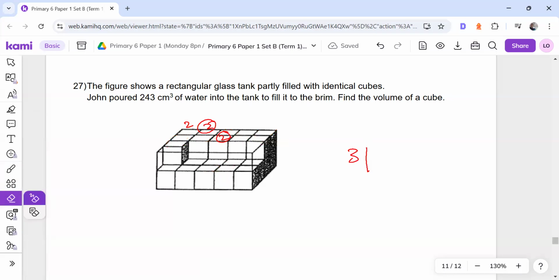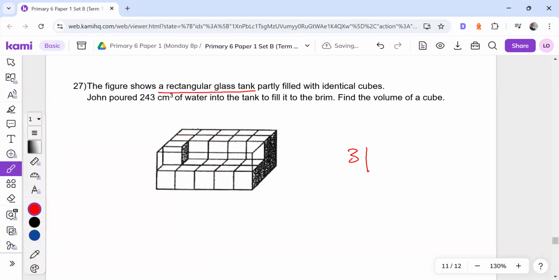Okay, but let's read the question now. Mr. hasn't read the question yet. The figure shows a rectangular glass tank, partly filled with identical cubes. John poured 243 cm cube of water into the tank to fill it to the brim. Do you understand this sentence? Do you know how it works?